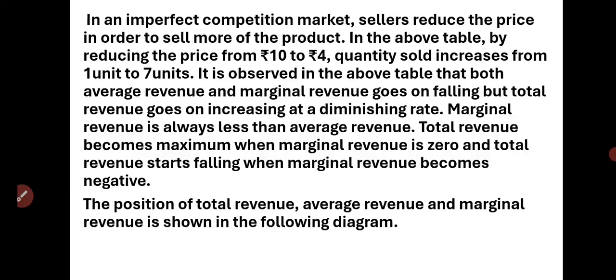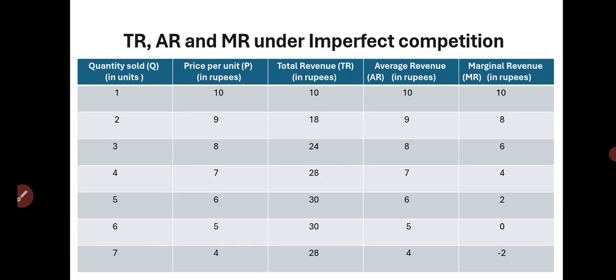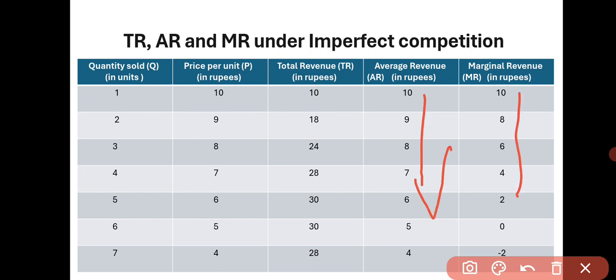It is observed in the above table that both average revenue and marginal revenue go on falling, but total revenue goes on increasing at a diminishing rate, right. You see here, average revenue is falling, marginal revenue is falling, but total revenue increases. Total revenue increases with every successive unit sold in the market.